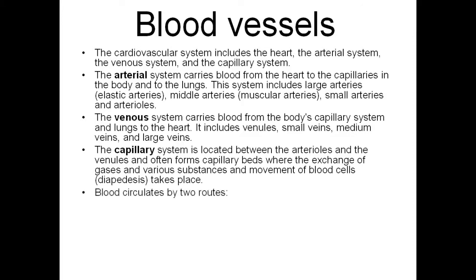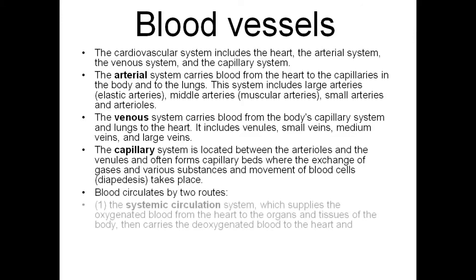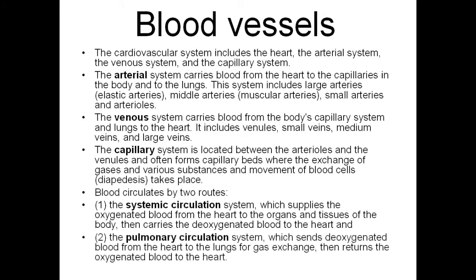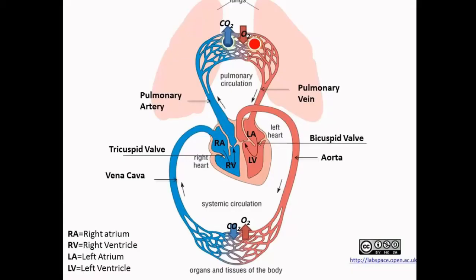The blood circulates in two different routes. There's a systemic circulation, that's to say oxygenated blood from the heart goes out to all the organs and tissues of the body. And then there is the pulmonary circulation, which sends deoxygenated blood from the heart to the lungs for gas exchange, and then returns the oxygenated blood to the heart. So this is a little illustration of those two circulations, the pulmonary circulation and the systemic circulation.